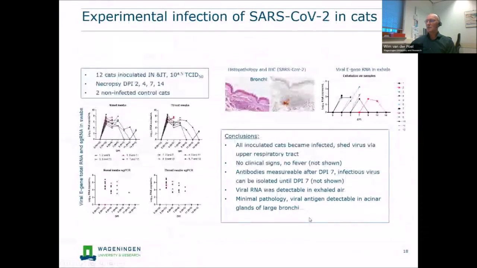For example, we ourselves have done studies in cats, and in this slide there is a picture of the pathology we see in cats, and also the clinical signs and the virus excretion that we see in cats. So cats are susceptible, and cats can also excrete the virus and potentially play a role in the epidemiology of SARS coronavirus 2.